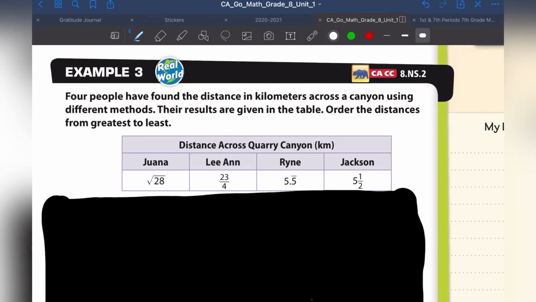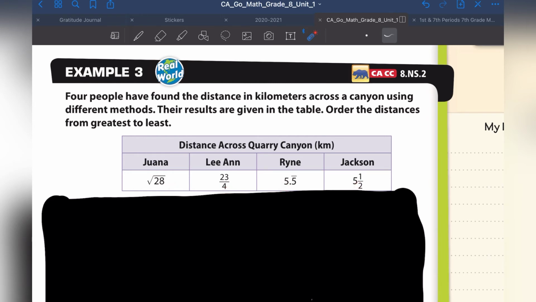Example 3. 4 people have found the distance in kilometers across a canyon using different methods. The results are given in the table. Order the distances from greatest to least. Now we are going to put them in the other order. So we're going to start with the greatest and end with the least. So we have 4 people: Juana, Leon, Rainy, and Jackson. And these are the results.